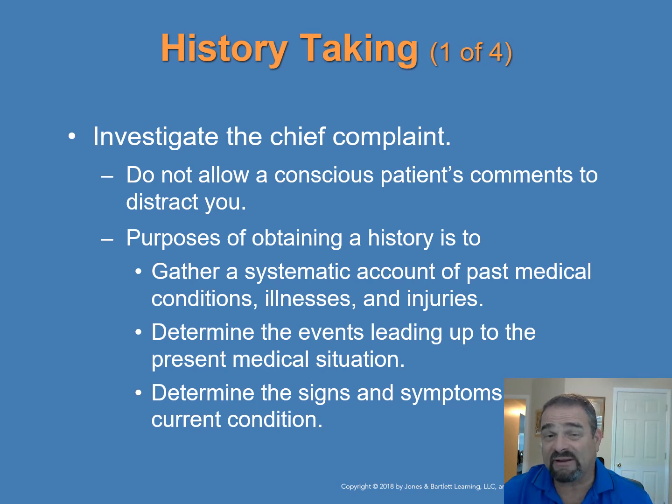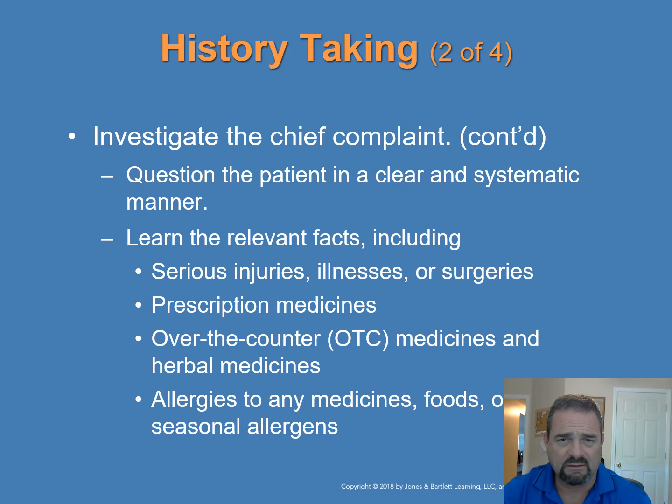The 3 purposes of obtaining a medical history are as follows. It's to gather a systematic account of the patient's past medical conditions, illnesses, and injuries. The next one is to determine the events leading up to the present medical situation, and also to determine the signs and symptoms of the current condition. So, questions. We've got lots to ask, okay? Make sure that the questions are clear and in a systematic manner to gain as much information as possible.